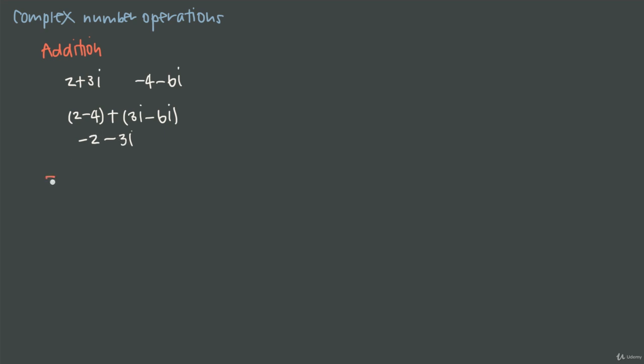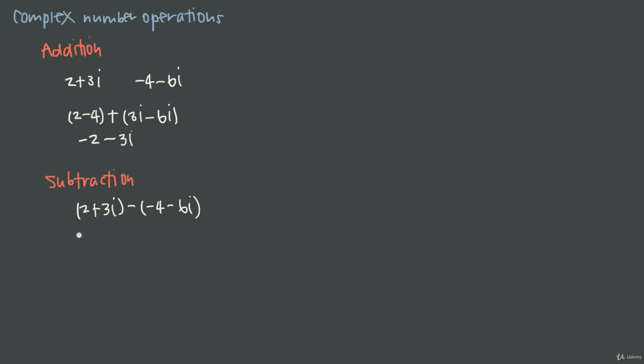Now subtraction of complex numbers is going to be the same thing. When we have two complex numbers and we want to find their difference, we just find the difference of the real parts and then separately the difference of the imaginary parts. So for instance, if we were going to subtract negative 4 minus 6i from 2 plus 3i, let's go ahead and write that out. We have 2 plus 3i minus negative 4 minus 6i. So we're finding the difference. We're subtracting the second one from the first.